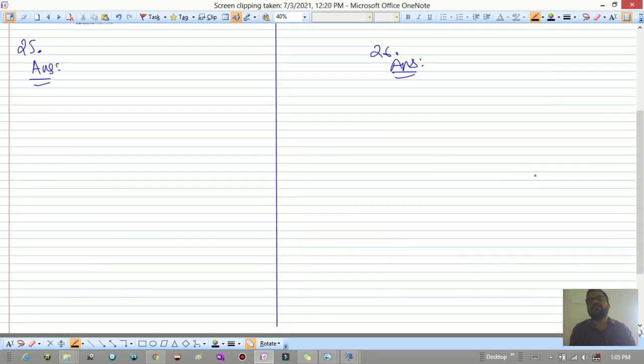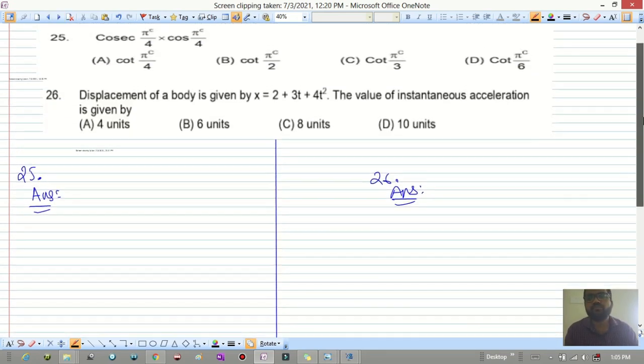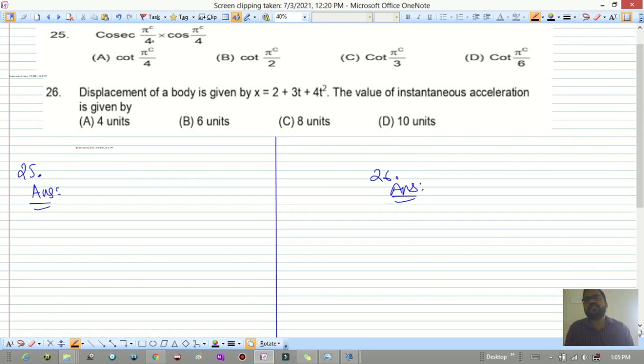Now 25th and 26th. 25th, cosec pi by 4 into cos pi by 4. What is cosec pi by 4? It is root 2. What is cos pi by 4? It is 1 by root 2, right? So cosec pi divided by 4 radian into cos pi divided by 4 radian is equal to cosec 45 degree is root 2 into 1 by root 2, which is equal to 1.